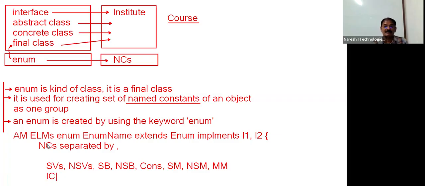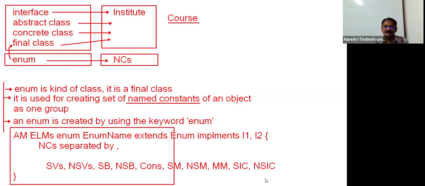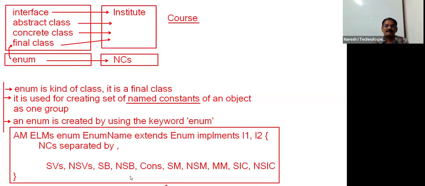Inner classes allowed? Yes. How many inner classes? Static and non-static: static inner class and non-static inner class. All are allowed. But there is a small twist. Observe: in a class, one member to another member is separated by semicolon. But in an enum, named constants are separated by comma.